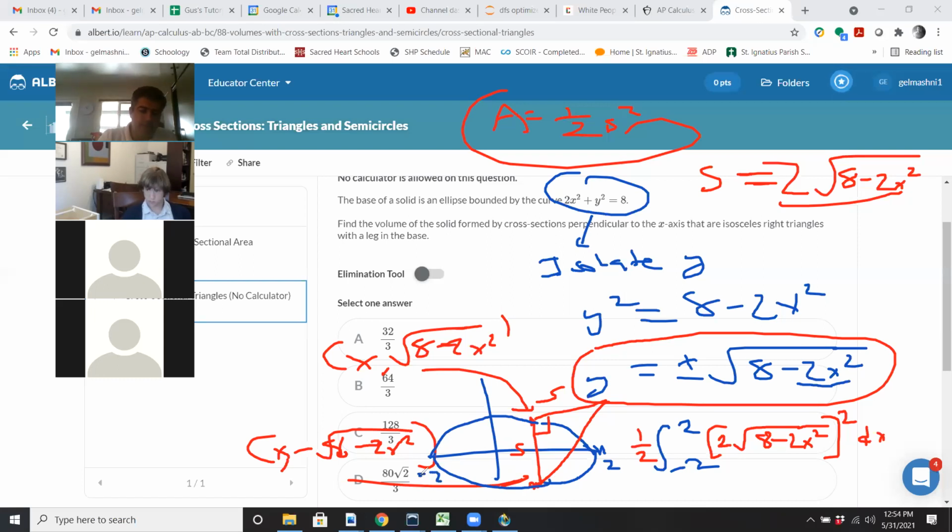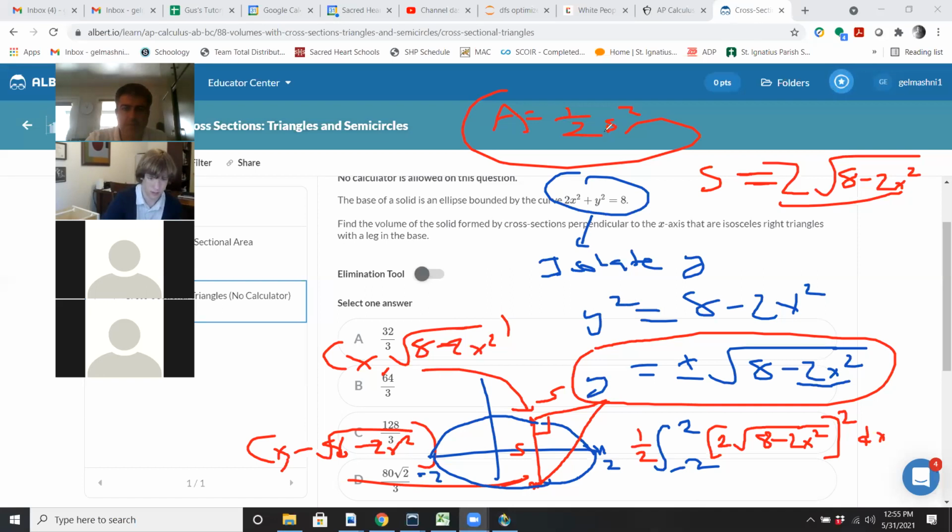Okay. Now I'm going to work it out, see if it's the same thing. That's going to be 2 times the integral of 2 root 8 minus 2x squared, times 0.5. That gives 128 divided by 3. Yeah, you should get C as your answer for that one.